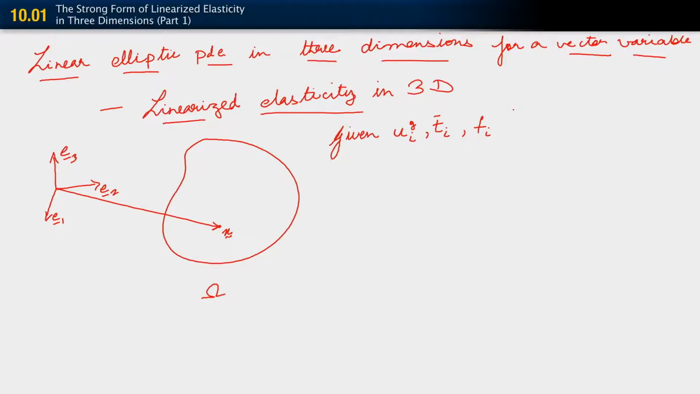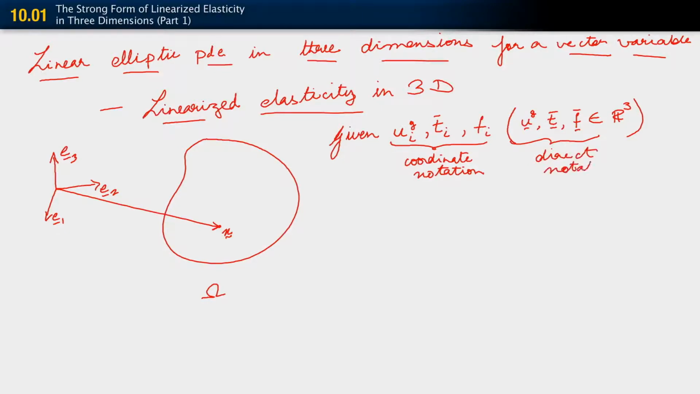These are all data. And right here, parenthetically, what this really means is that u^G, T bar, f bar, now using direct notation, all belong to R^3. Truly all I'm saying is that those data are all vector data. Back here I've used coordinate notation, and back here I've used direct notation. So these are the data we have.